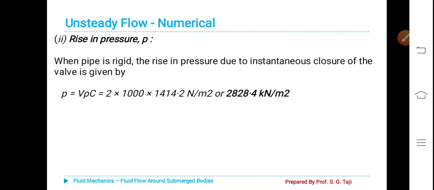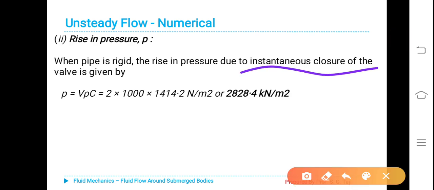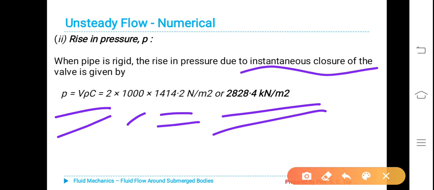Therefore, the rise in pressure when the pipe is rigid, due to instantaneous closure of the valve, is given by P is equal to rho VC, where V is equal to 2, rho is 1000, and C we have calculated as 1414.2. Therefore, the total net answer is 2828.4 kilonewton per meter squared.